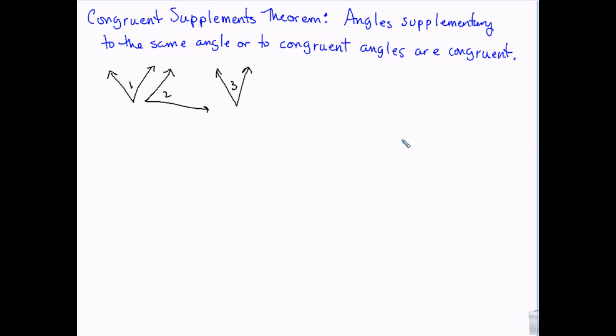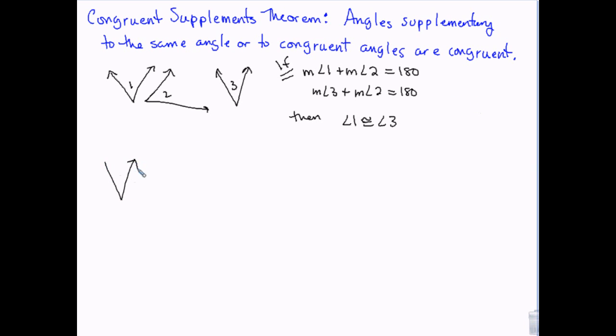Okay, so the congruent supplement theorem tells us that if we have angles that are supplementary to the same angle or to two congruent angles, they are congruent. So for the first part, supplementary to the same angle, if angle 1 and angle 2 is 180, and angle 3 and angle 2 is 180, then angle 1 is congruent to angle 3. Makes sense, right? Because they're both being added to the same thing to equal the same thing, so they would have to equal each other.